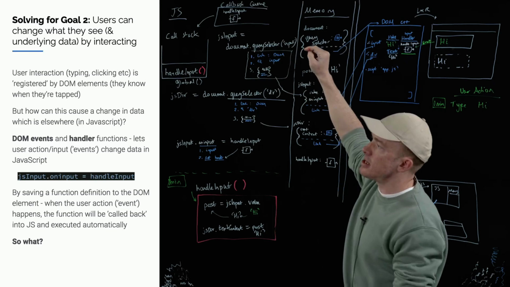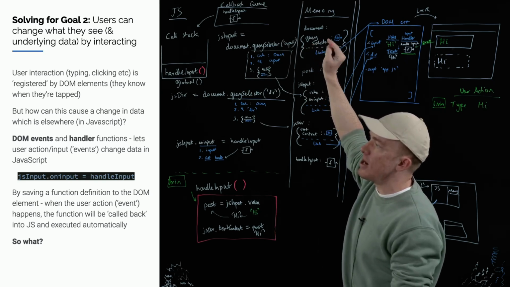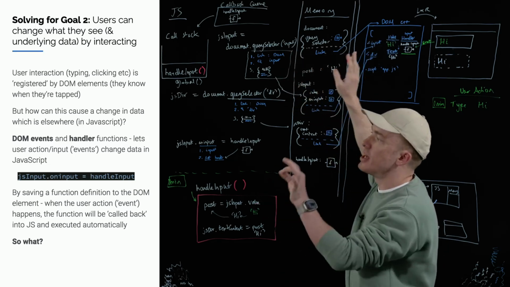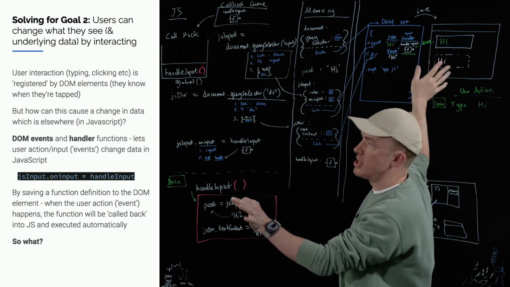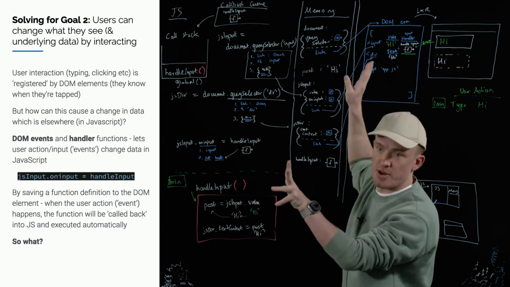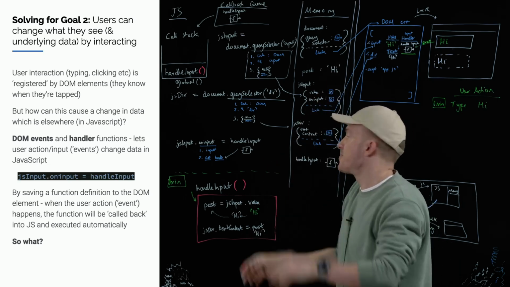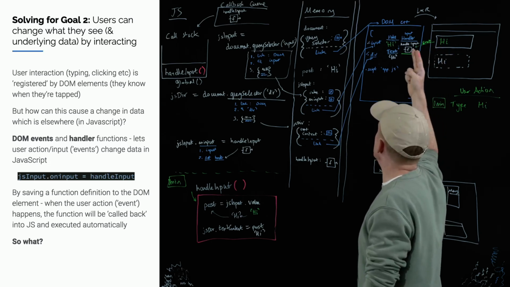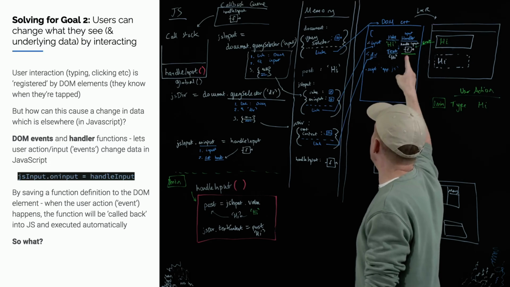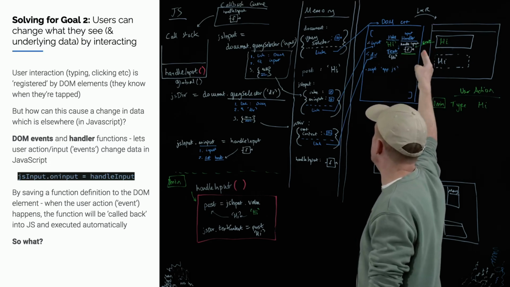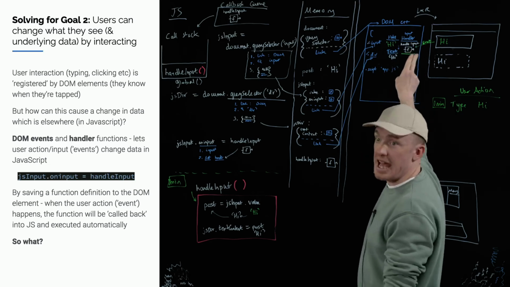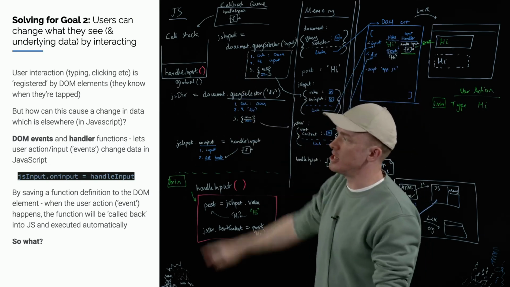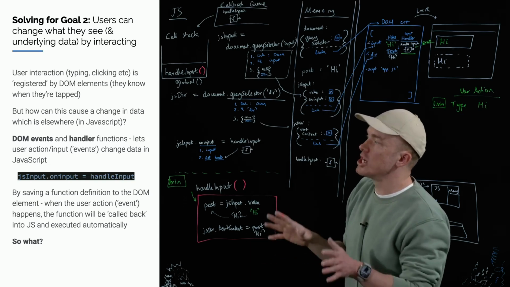The DOM element knows they're typing in their tab, but how can this cause a change in data which is elsewhere in JavaScript? Because of the handler functions. It lets the user action or input, known as events, a posh word for events, be the construct that ensures that when a user takes action, an associated function based on that type of action, in this case an input event, triggers the associated function to handle the input, passing back into JavaScript, where we can then change the data.